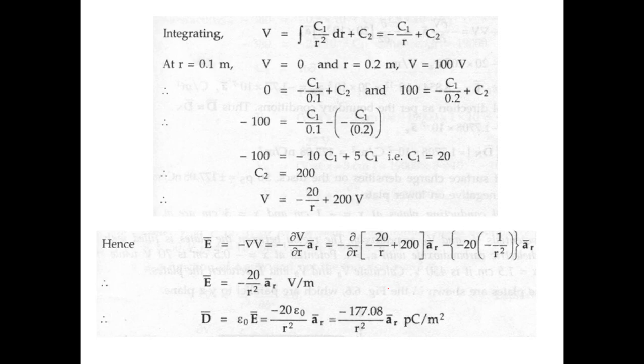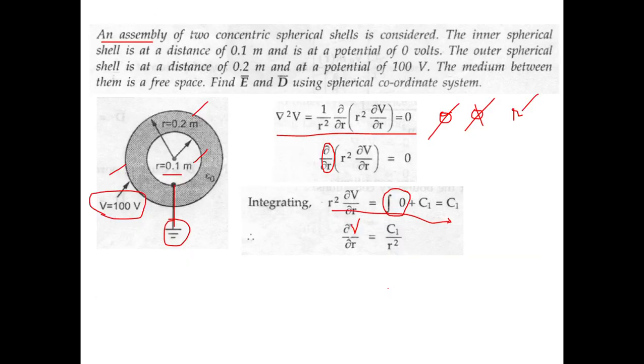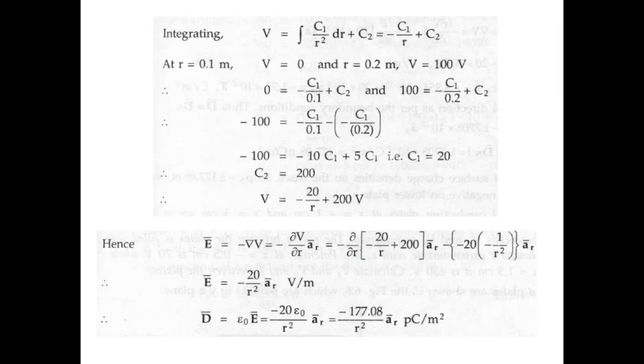Now next, integrating V again, because we have dou V by dou r here. So integrating it again, we'll get one more constant here. So integration of c1 by r square dr plus c2 is equal to minus c1 by r plus c2. That is, integration of 1 by r square with respect to r will give you minus 1 by r, and this c2 will be as it is. Now at r equal to 0.1 meter, V is equal to 0, and when r is equal to 0.2 meter, V is equal to 100. So we are going to substitute these conditions here.